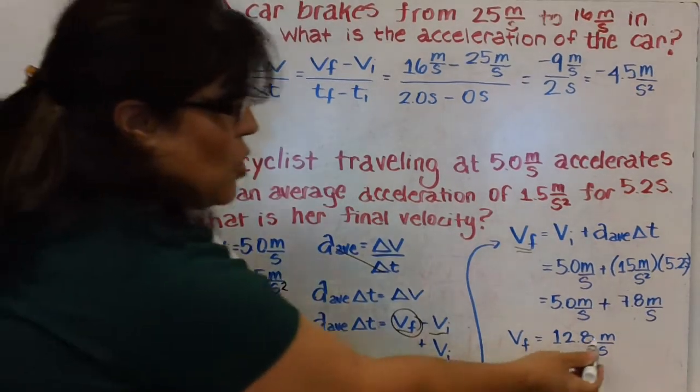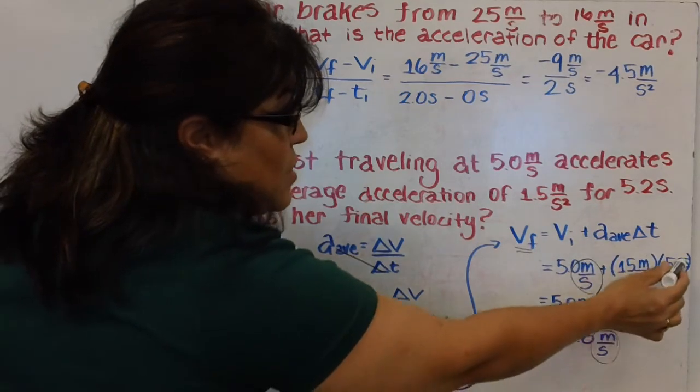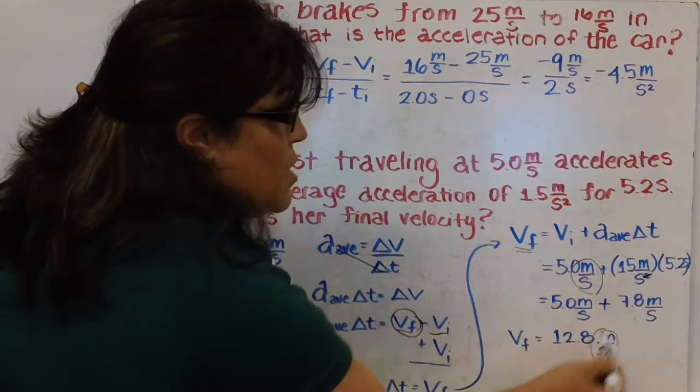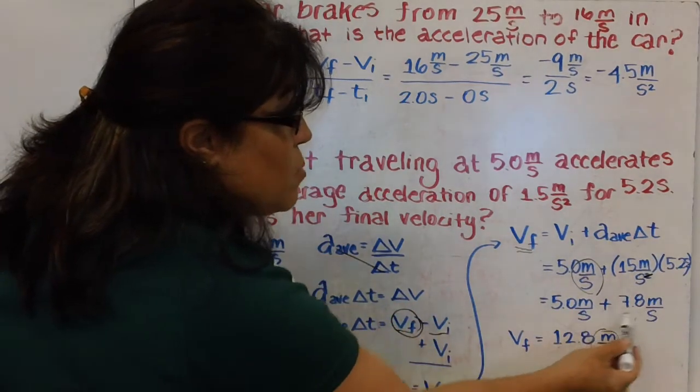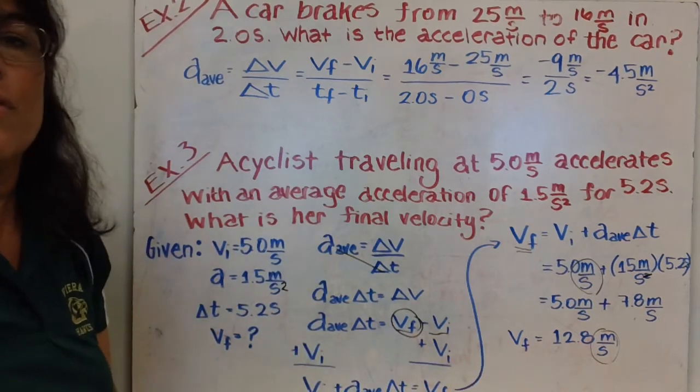And once again, look at our units here. We can see that the seconds on top and seconds squared over here cancel out. We end up with meters per second, and we can add meters per second and meters per second, and we have the correct units for our final velocity.